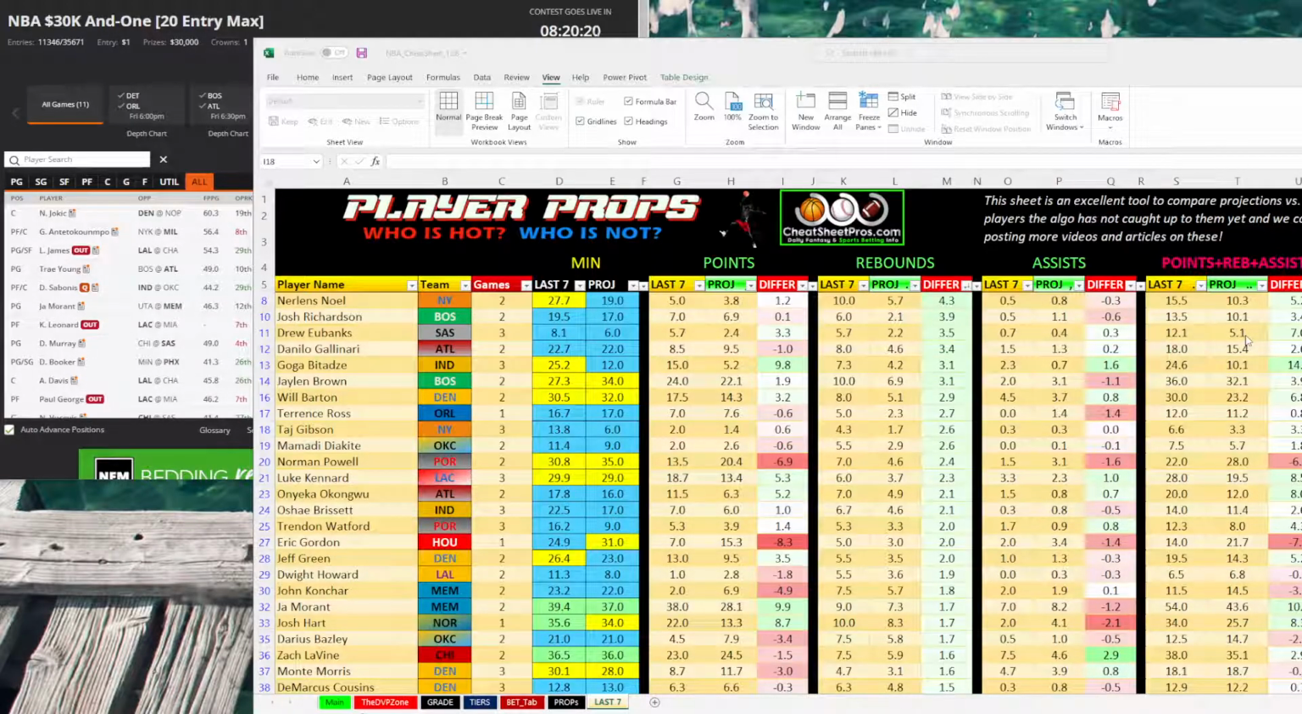Understanding what player props are, it's basically their raw projection for the day, and you pick over or under that number. Our NBA cheat sheets, and I'm going to focus on NBA because that's the sport going on right now that everybody's looking at, are going to help you find those players.